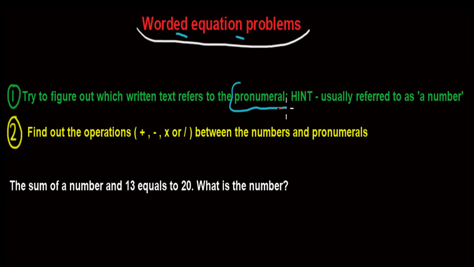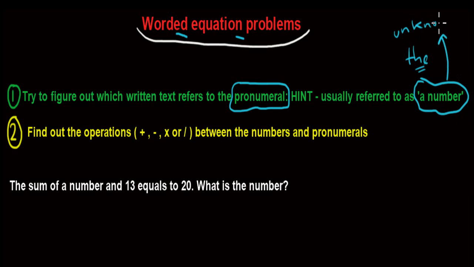First, we're going to try to figure out what written text refers to the pronumerals. So when we read something, what is a pronumeral? As a hint, usually if we're talking about a number or the number, the number part usually refers to some kind of pronumeral. We can call it x, something that we're trying to find, it's the unknown. So that number is usually the unknown, which is our pronumeral, the thing that we're trying to figure out.